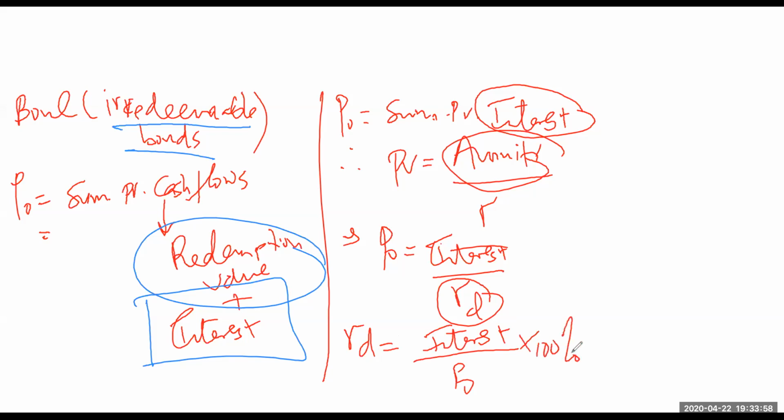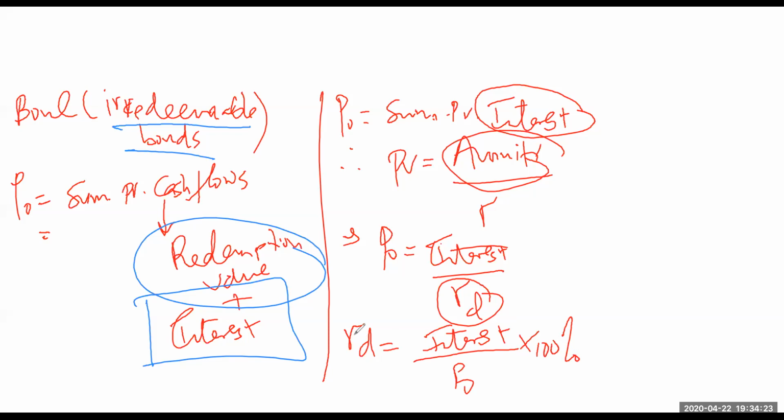That's how simply you get the cost of debt, or the cost of a bond, if the bond is irredeemable. Simply, it's the interest divided by the current market value of the bond, in percent. That's how you get the cost of the bond, assuming the bond is irredeemable.